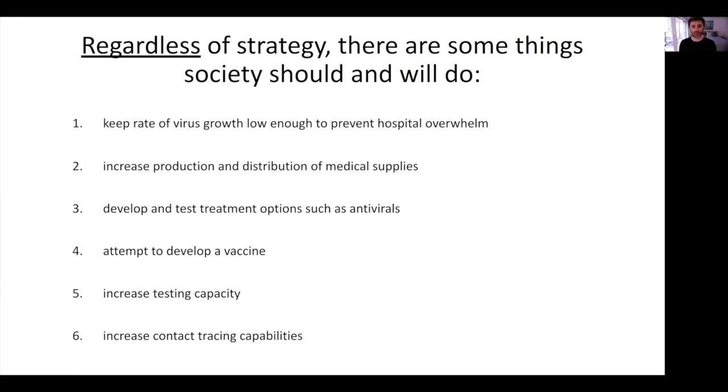The second thing we're going to want to do no matter what is increase the production and distribution of medical supplies. Right now, unfortunately, in some areas, hospitals still don't have all the supplies that they need. Third, we want to develop and test treatment options such as antivirals as fast as we can, and we want to test them in a robust way. Fourth, we want to attempt to develop a vaccine no matter what. Fifth, we want to increase our testing capacity because many people who seem like they could have the virus are not currently able to get tested in many different areas still. And sixth, we want to increase contact tracing abilities, where when someone is infected, we want to make sure to be able to track down all the people that have recently seen that person and make sure those people get tested or isolated to protect them from potentially spreading the virus to others.